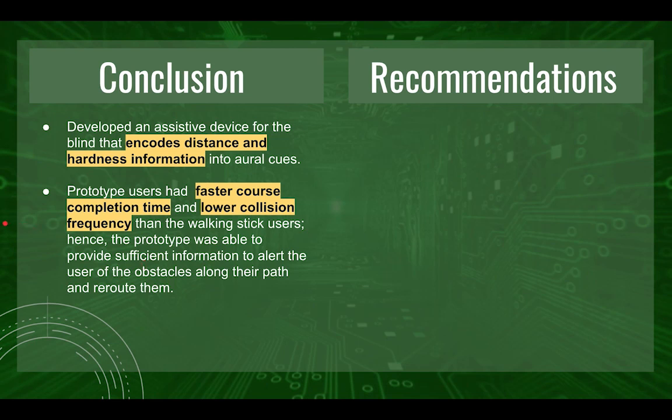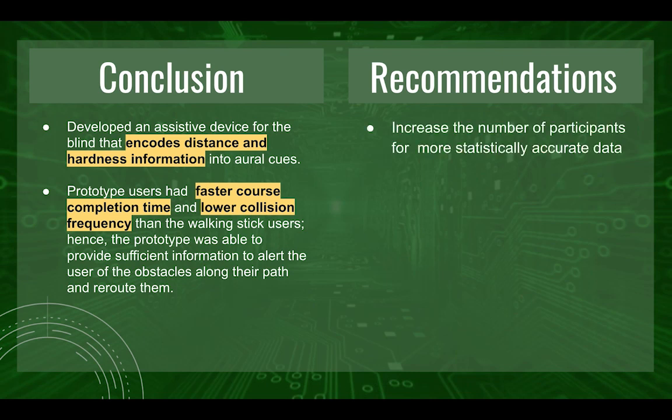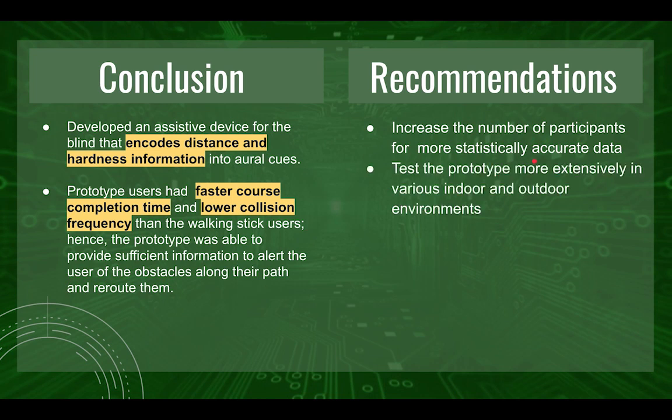With this, we can conclude that the prototype was able to give the users sufficient information on their surroundings. It was able to notify them ahead of time on the obstacles along their path, and likewise, reroute them and avoid these obstructions. Here are recommendations for future research. We do suggest gathering more test subjects in order to be more statistically accurate. We also recommend a more extensive experiment on the prototype in a variety of indoor and outdoor environments. Doing this may help find out the other limitations of the device and further improve the interface.